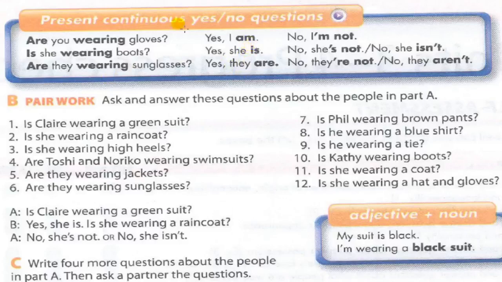Present continuous yes-no question. Are you wearing gloves? You, I. Are you? Question, answer. Yes, I am. Are you wearing gloves? Yes, I am. Are you wearing gloves? No, I'm not.